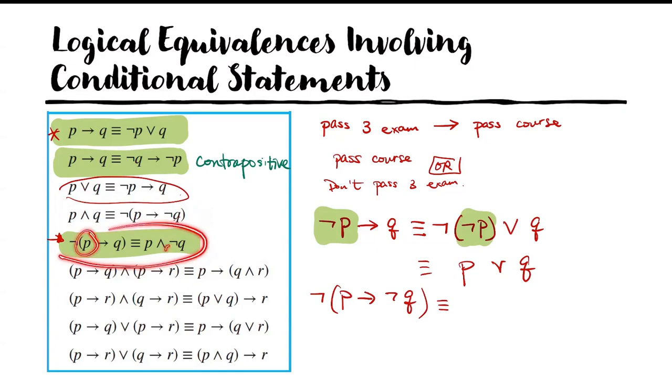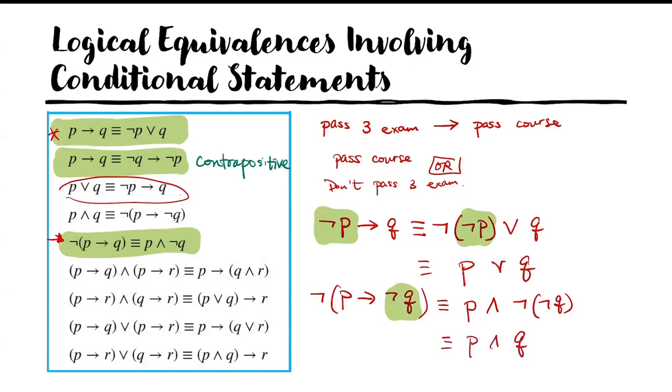You will get P and not Q, because the only time the implication is false is when the assumption is true, right? So P is true, and your conclusion is false. So in here, your conclusion is not Q. So you will negate the not Q, and that will just give you P and Q. So that's why I didn't really go over the third and then the fourth one, since you can derive them from the other ones.